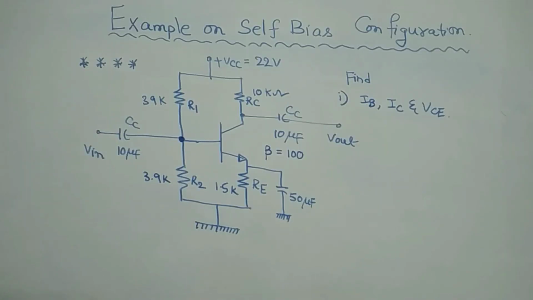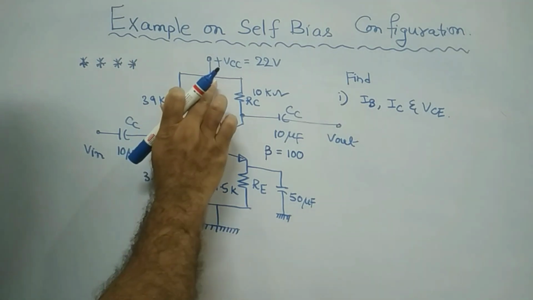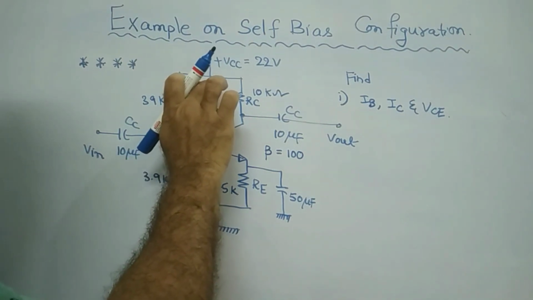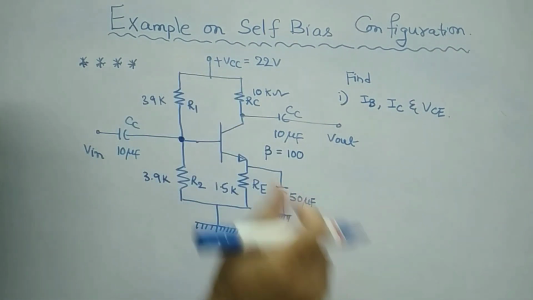Today I am going to give you a very important model question that is expected in GATE as well as the UPSC IAS examination with respect to ECE students. Let us go into the problem solving part of it, right? Let us see the example on the self-bias configuration of a transistor.